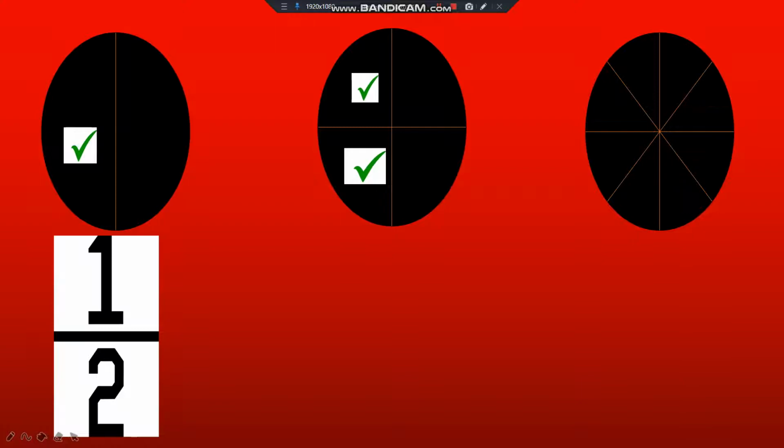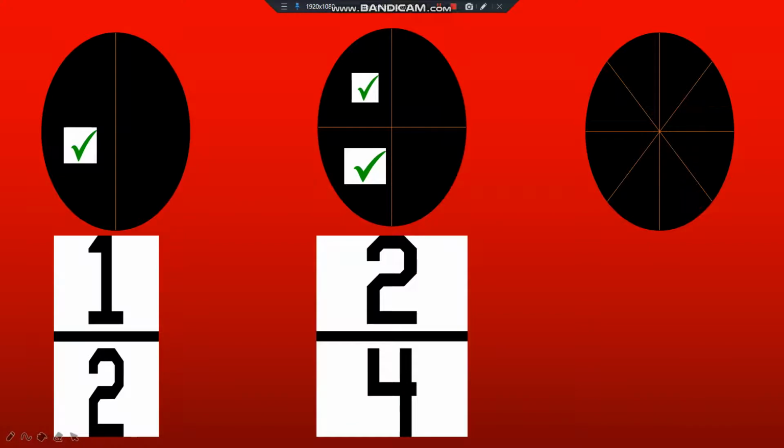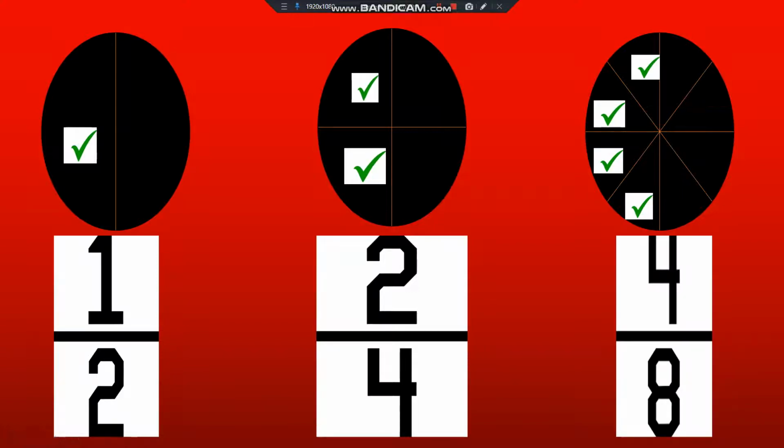If I am selecting two parts out of these four parts, then the fraction will be 2 by 4. If I am selecting 4 parts out of these 8 parts, then the fraction for that will be 4 by 8. Now see children, in all these three circles, the portions which I have selected are equal, half of the whole circle. So since in the diagram you can understand that the portions taken are the same, the fractions also have the same value.